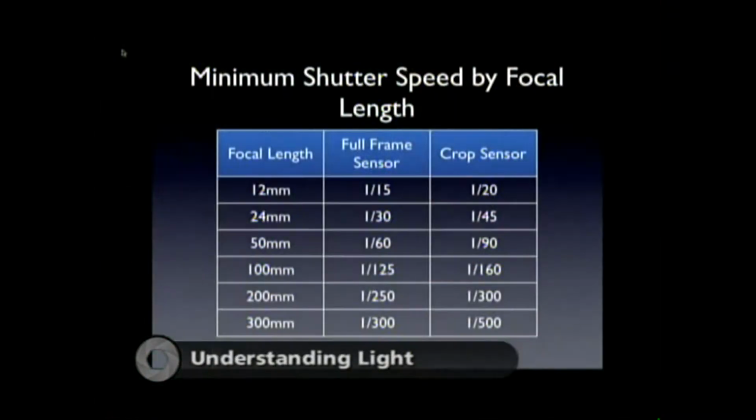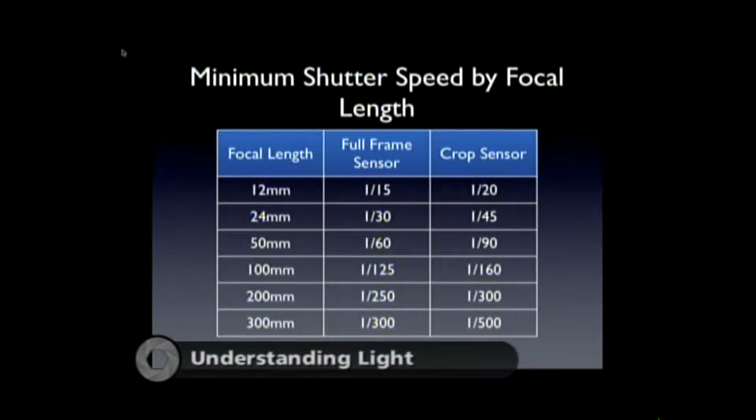Now, we have a graphic that actually shows what this means. And if we can switch to that, you'll see, again, at 12 millimeters, you can actually shoot at a 15th of a second. Now, this brings us to an extra point. If we look at this same graphic, if we can leave this up for a second or two, you'll see that there's full frame sensor and crop sensor. Now, why would that make a difference, Ross?